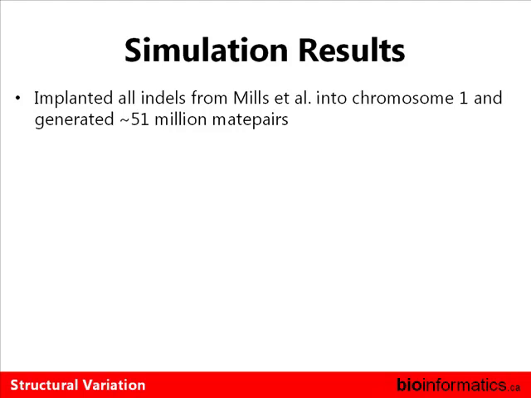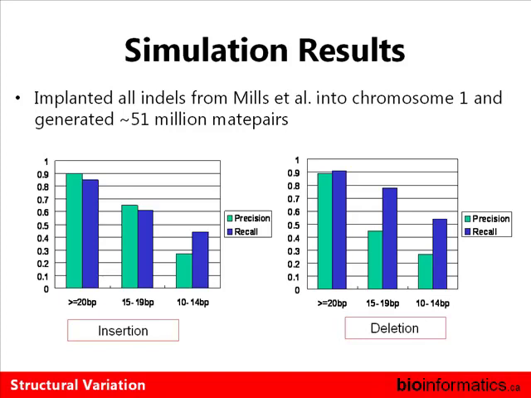So we took the real known indels and inserted them into chromosome 1, half heterozygous, half homozygous, and generated 51 million mate pairs with the expected distribution of insert size. And we looked at how well our method does at finding these. We measured two things called precision and recall. You can think of precision as sort of like a specificity, and the recall as something like a sensitivity. In reality, they're defined slightly differently.